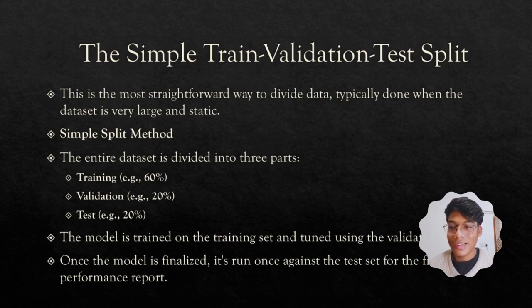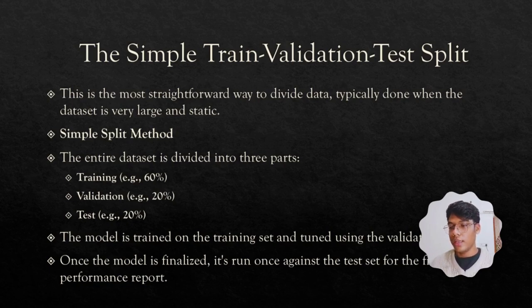The simple train validation test split. This is the most straightforward way to divide data, typically done when the dataset is very large and static. In a simple split, the entire dataset is divided into three parts here: training, validation, and test.